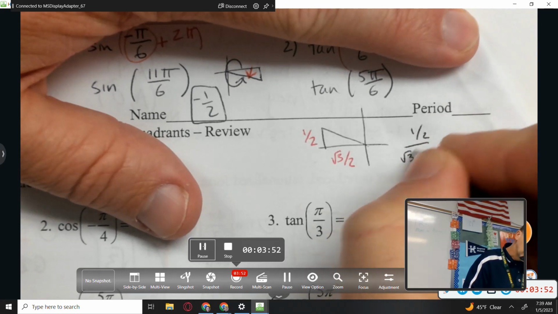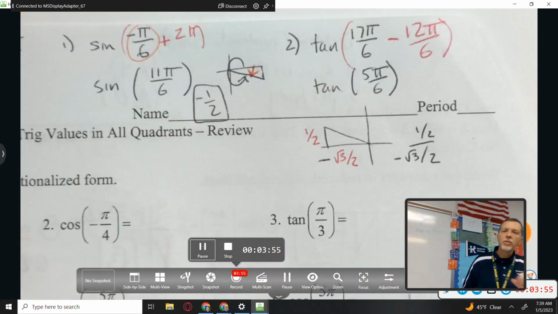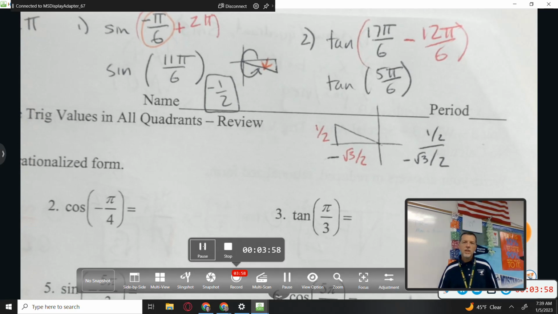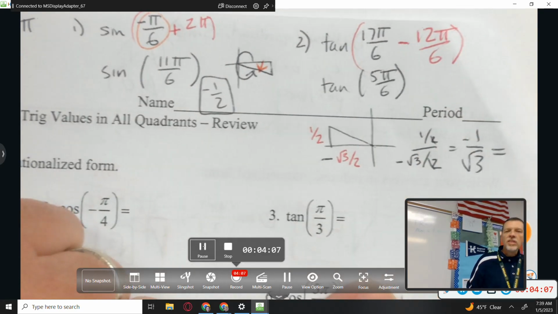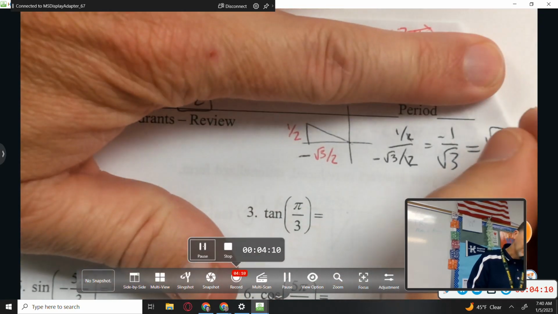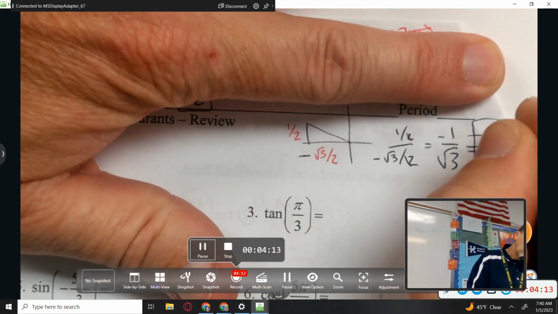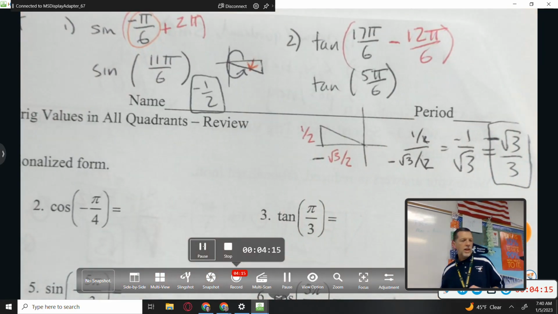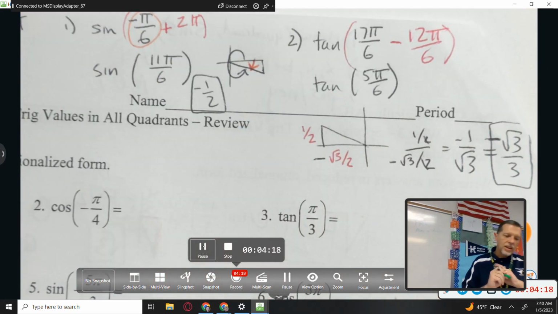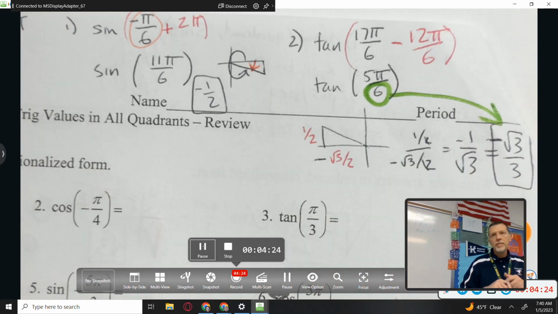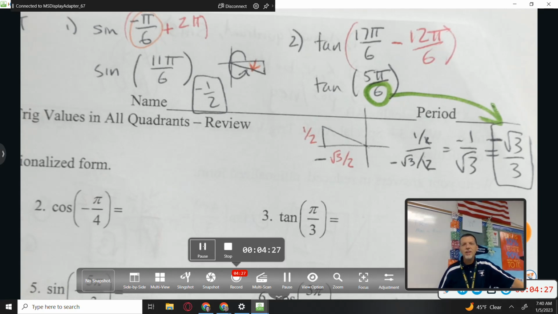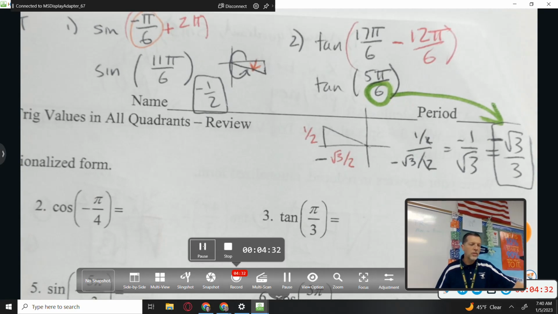1/2 over root 3 over 2, although I should be careful that root 3 over 2 is negative. And then keep it, change it, flip it, or realize that those 2's will cancel. 1 over root 3, and then fix it, root 3 over 3. And again, my tangent 3 trick is that if there's a 6 in the bottom, I know there's 2 3's in my answer. So if you go with the trick, you get there faster, but then you got to memorize the trick. So again, you decide if it's worth it or not.